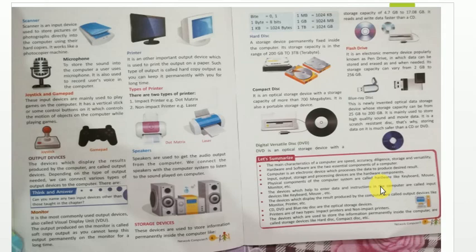Next one is the physical components of the computer system are called hardware. Physical components of the computer are called hardware, and examples are keyboard, mouse, monitor, etc. The devices which help to enter data and instructions into the computer are called input devices, like keyboard, mouse, etc. The devices which display the results, like a monitor, are called output devices.